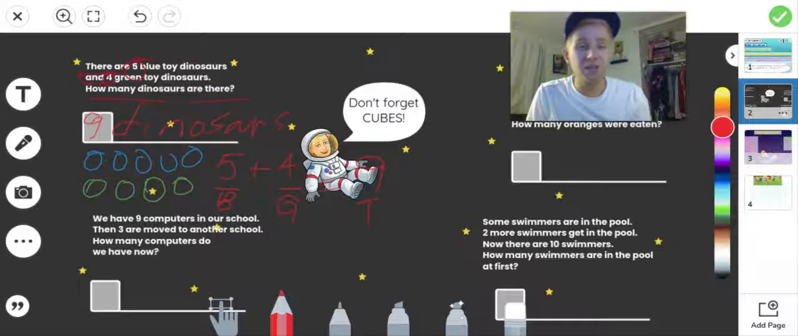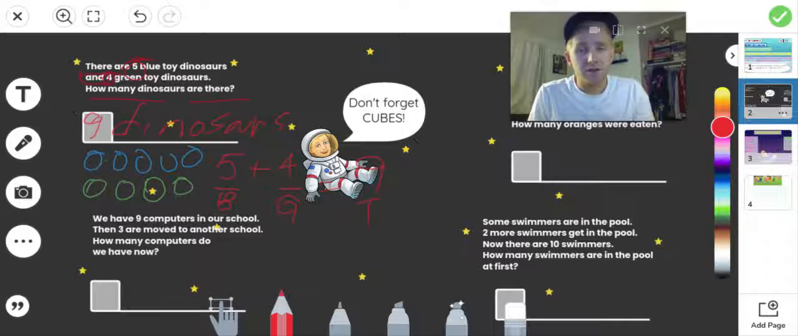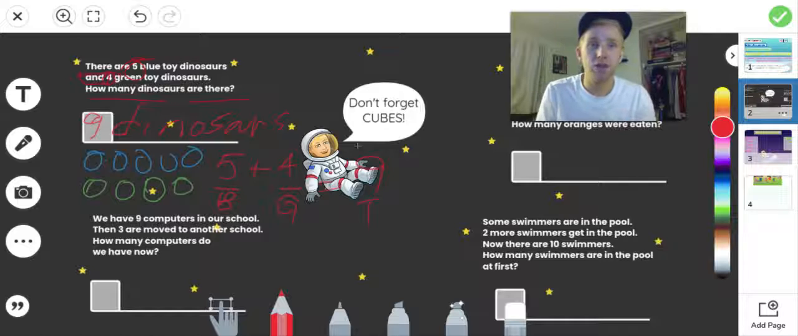We have 9 computers in our school. I'm sorry, first graders. Okay, try this again.